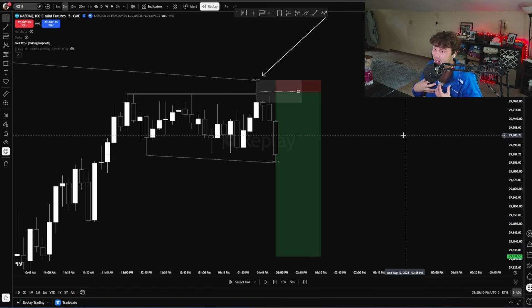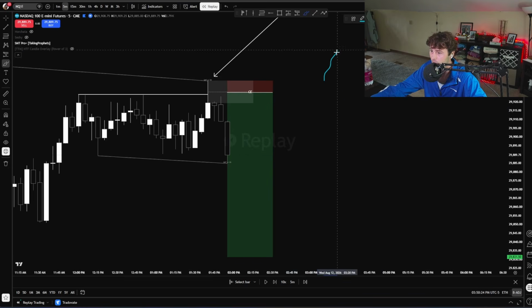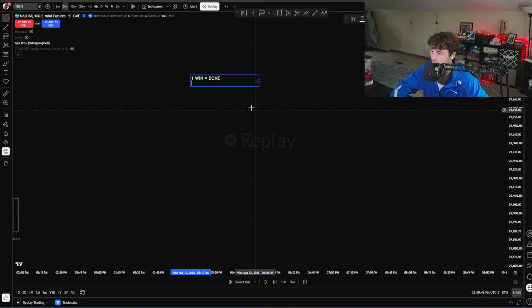Now for me, how I trade my risk management, like as I mentioned, Powell's is this basically. But I don't really care about the size of the stop loss as long as it's under 30 points, right? But if I take a win, so 1 win equals done. Okay, you can't even read that. But made it a little bit clearer right here, okay?